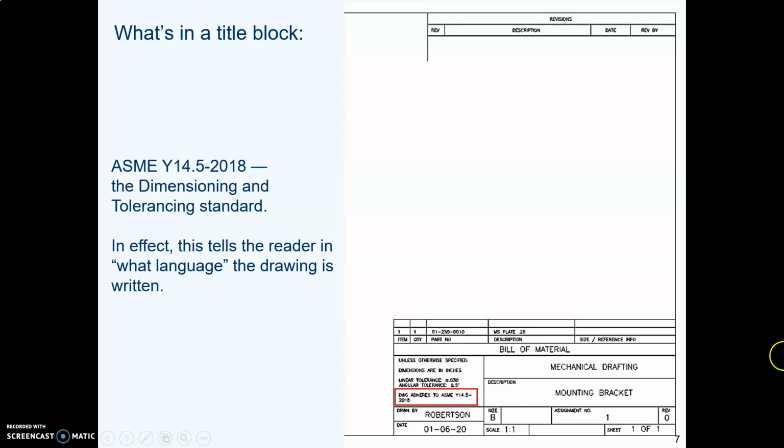This, in effect, tells the reader what language your drawing is written in. And I don't mean to imply that we're using words, because mostly we're using numbers and symbols. But it's like saying, what rule book should you consult? If you don't know how to interpret a certain thing, here's the rule book that you consult.